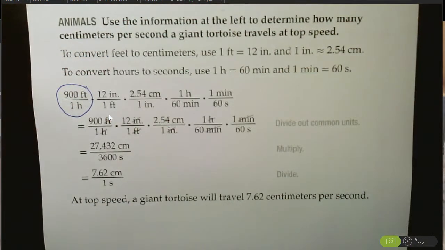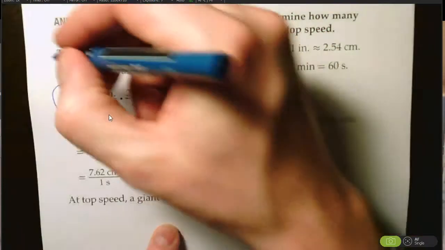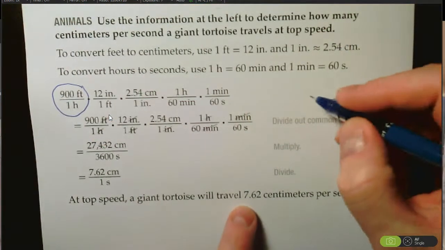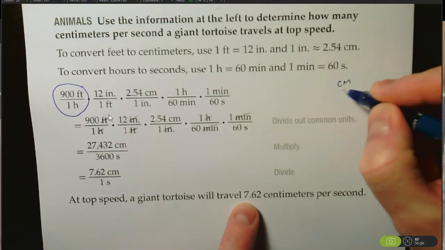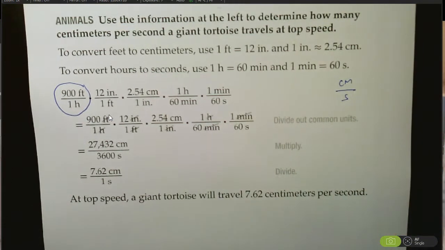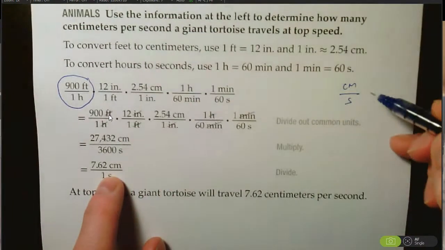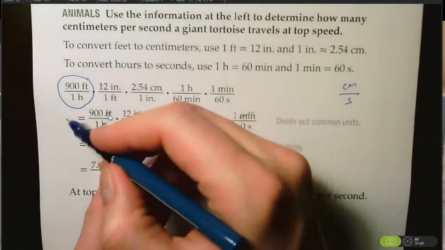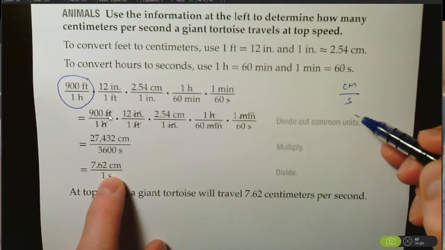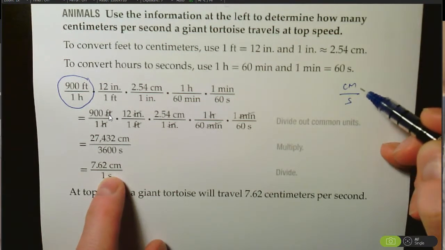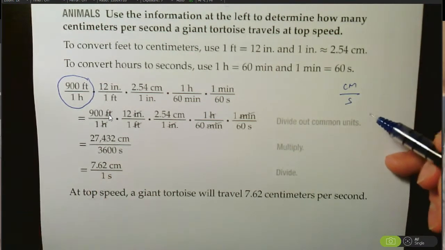Okay, 900 feet per hour into centimeters per second. In class, the way you saw me do this was I wrote centimeters per second over to the side. My goal is to get from feet to centimeters, and then from hours to seconds. I've got to get to those two units. And once I get centimeters on top and seconds on bottom, I know I'm ready to start multiplying across and dividing.